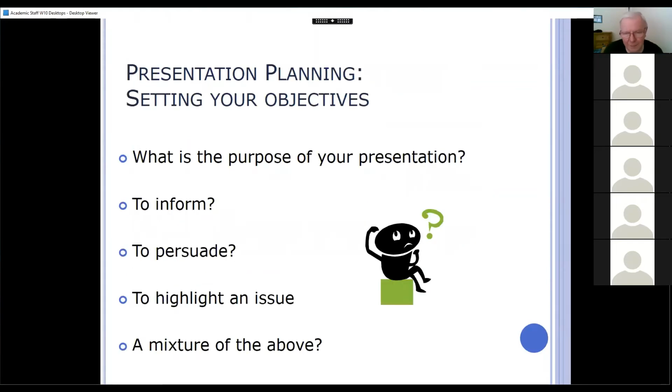So planning it. What's it going to be about? What's the purpose? Are you trying to tell somebody detail about it? Are you trying to inform them? Are you trying to sell them an idea? Not in this one, you're not. Are you trying to highlight an issue? Maybe. Or is it a mixture? You decide. And depending on what you think the actual purpose is, that's going to affect the way that you approach the presentation itself.